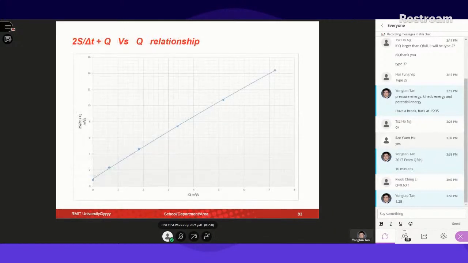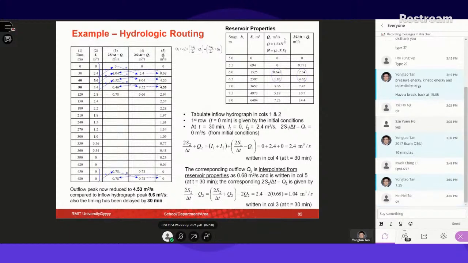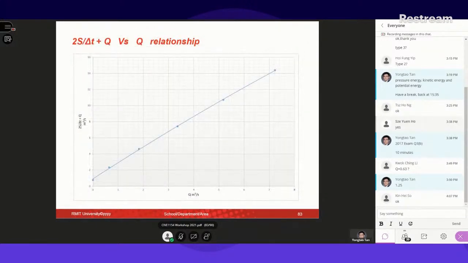Okay, any questions? Any questions you have about using this hydraulic routing method? Hello, any questions? Okay, good.